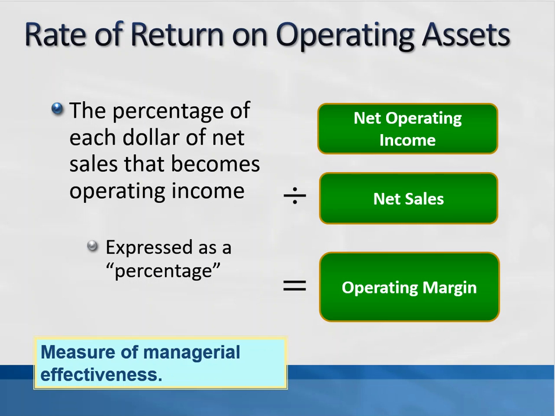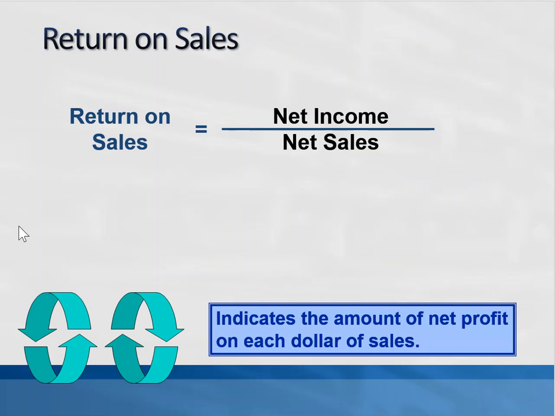Ratio of return on operating assets is simply calculated by taking net operating income divided by net sales, and that will give us our operating margin. A higher margin is always desirable. It's just how much of each dollar in sales actually comes in the form of net income. So again, we like to see a higher number there. Return on sales is just net income divided by net sales. How much of every dollar sold is actually profit?